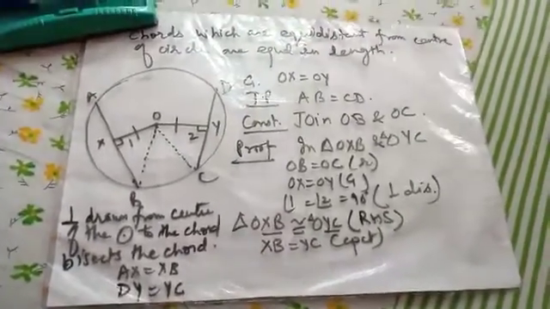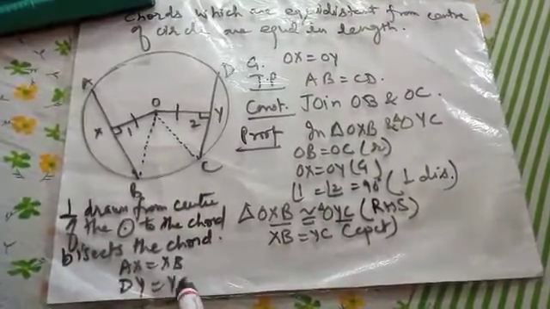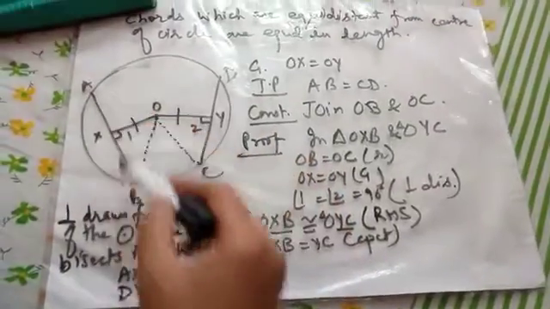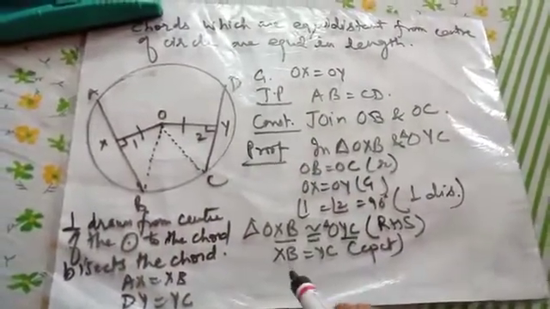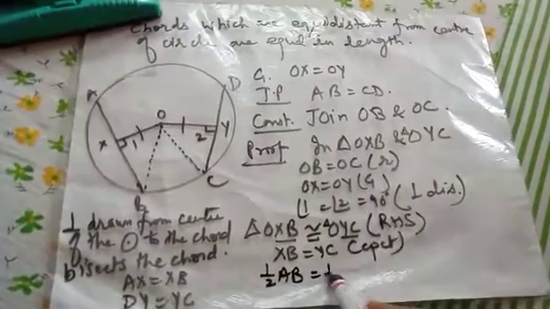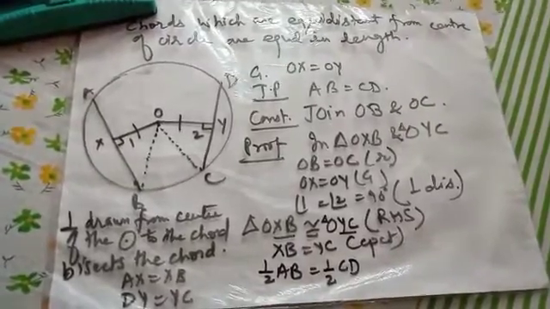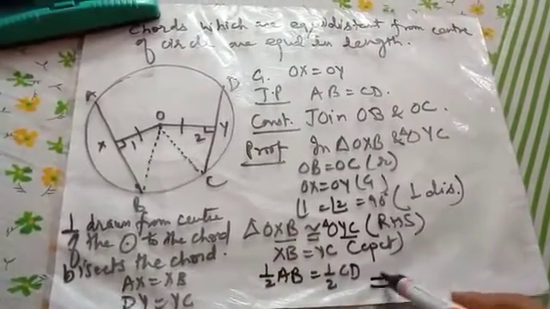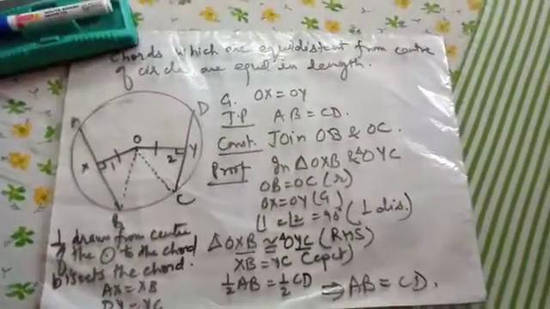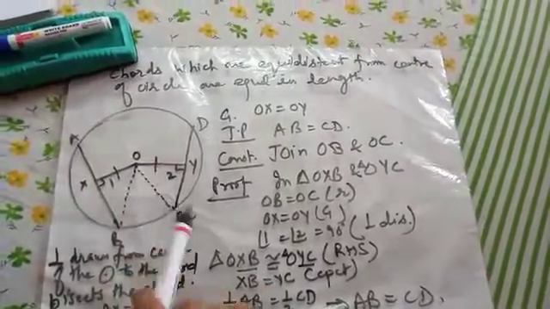Okay. Now XB और YC इक्वल है, मतलब चारों पार्ट्स इक्वल है. अगर ये 2 है तो ये भी 2 है, ये भी 2 है, ये भी 2 है. तो क्या ये दोनों इक्वल हो जाएंगे? Yes, because XB को हम क्या लिख सकते हैं? Half of AB and this is equal to half of CD, right? So half of AB is equal to half of CD. This implies AB is equal to CD, right? So we are able to prove that if the chords are equidistant from the center, then they are of equal length.